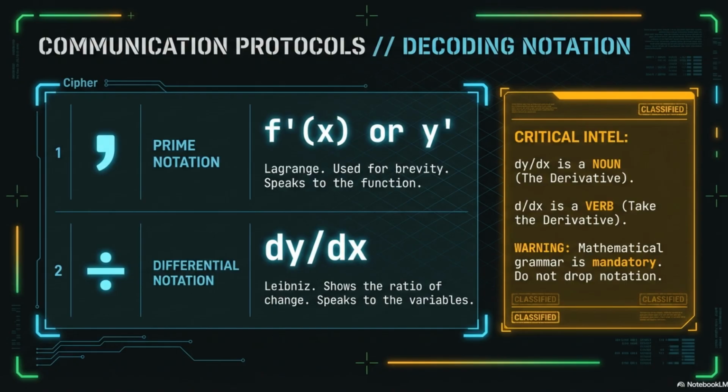Communication protocols are strictly enforced. You must decode and use proper notation. Prime notation, like f prime of x or y prime, is Lagrange style, used for brevity to speak directly to the function. Differential notation, like dy/dx, is Leibniz style, showing the actual ratio of change between variables. Critical intel: dy/dx is a noun meaning the derivative, while d/dx is a verb commanding you to take the derivative. Do not drop your mathematical grammar.